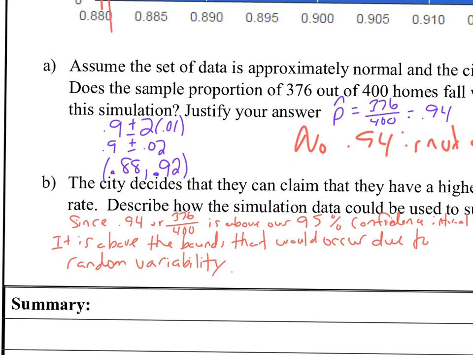So all the problems pretty much work out the same. You make your confidence interval, you see if it lies within the bounds that would occur due to random variability, or if it is outside the bounds that would occur due to random variability, and then you answer your question based off of that. Don't forget to write your summary, do your practice, get it all checked.